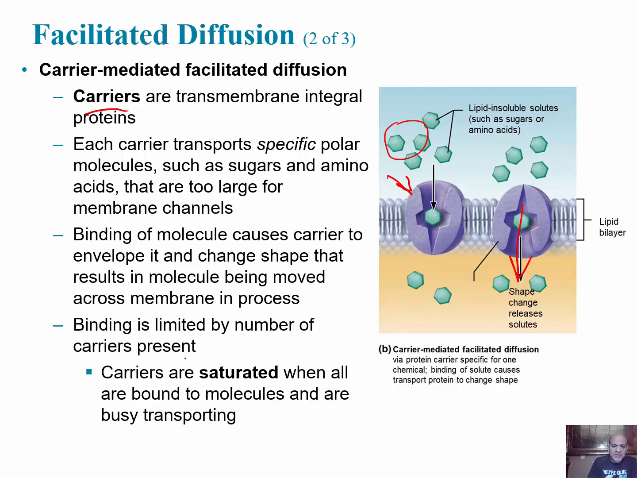Now, there are some limits here, how fast this type of diffusion can occur. Carrier mediated diffusion depends on how many carriers you have for that solute, and they can become saturated if they're all working at the same time. So an analogy would be when you're trying to check out at a supermarket and there's only one cashier, but a lot of shoppers are trying to check out, so that's limited. So if you want to speed up the process, you would have more cashiers.